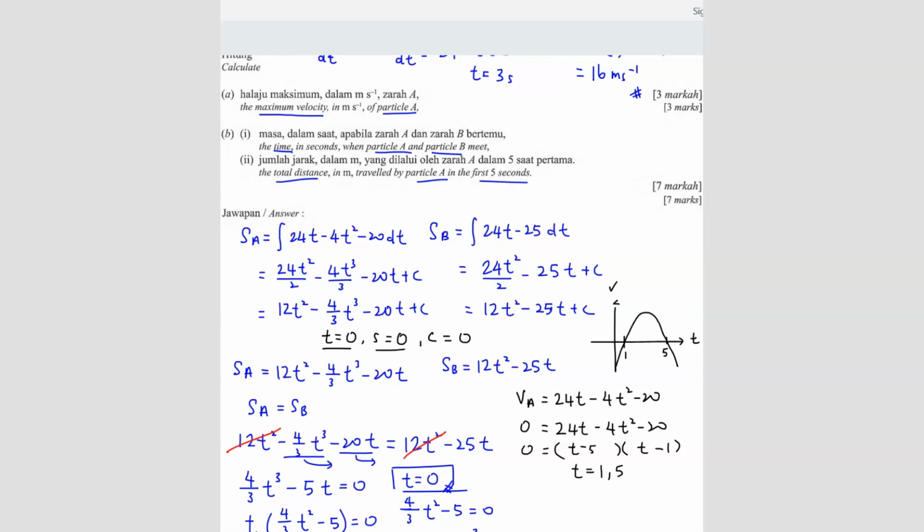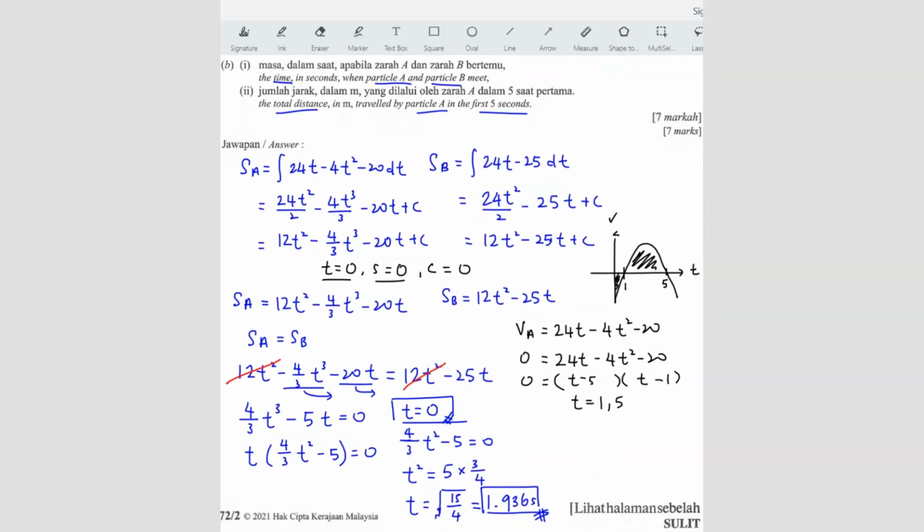So the question wants you to find the total distance for the first 5 seconds. That means only the front part here. So they want this part and also this part. Clear? So what you notice is that this part here is negative and this part here is positive. So when you calculate, this one will be a negative value because it's on the negative side of the graph. So you have to modulus it to make it positive before you add to the second part. Okay, so we're going to do this together.